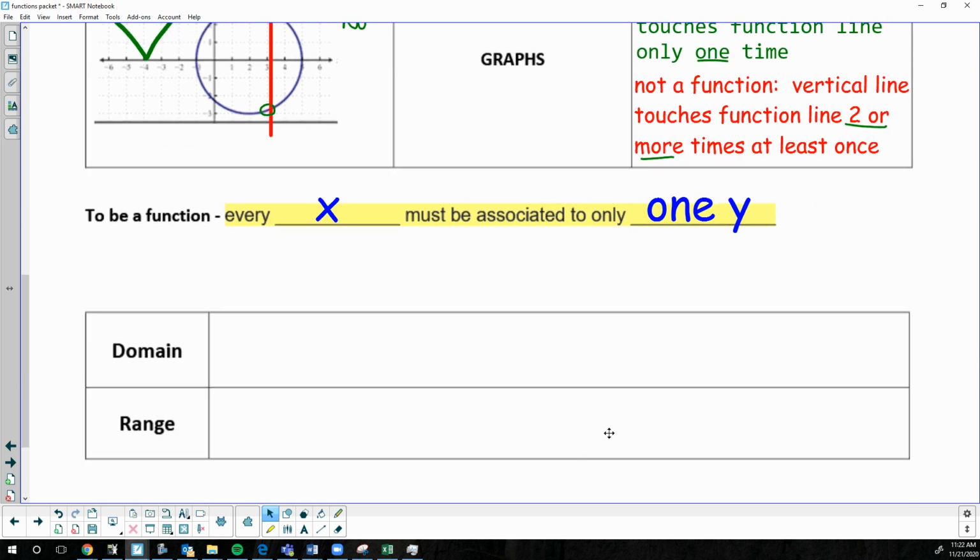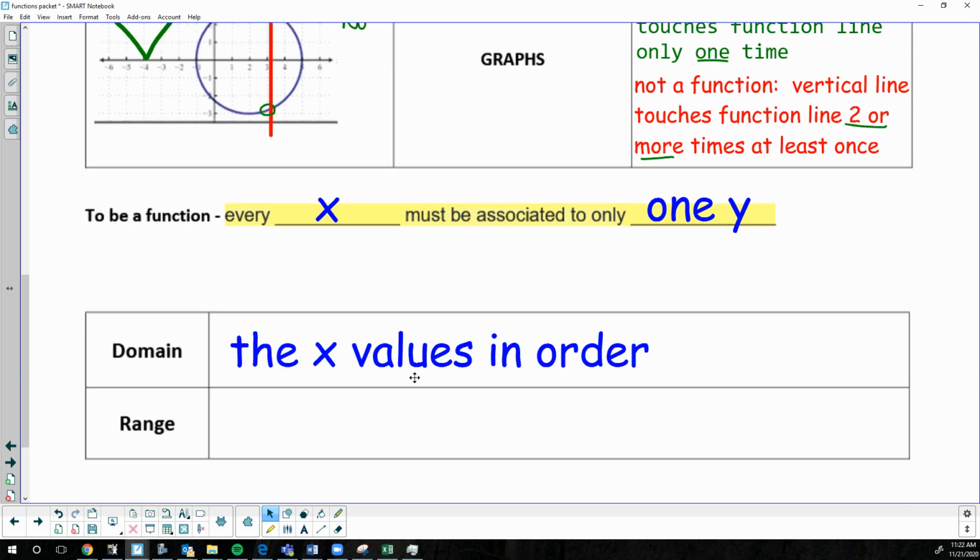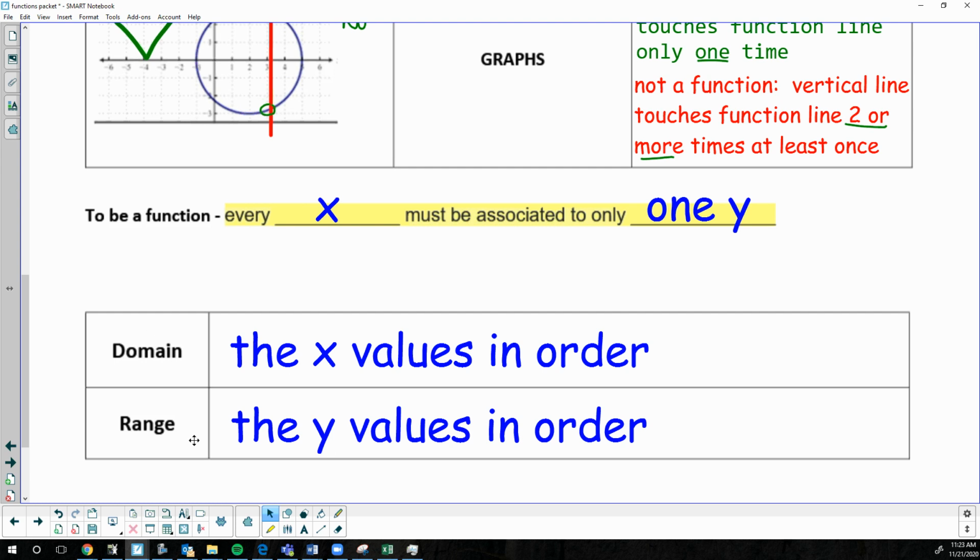Okay, at the bottom, just a quick review. The domain of a function or relation are the x values, in order, smallest to biggest. And the range are the y values in order, smallest to biggest. You just have to remember that domain goes with x and range goes with y. Alphabetical worked for me, so D comes before R, X comes before Y. I don't know if that'll help you, but that has helped me in the past.